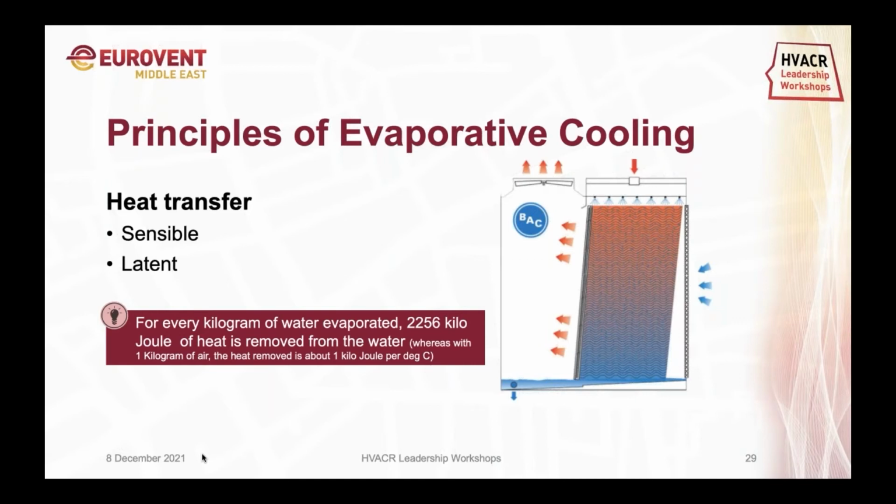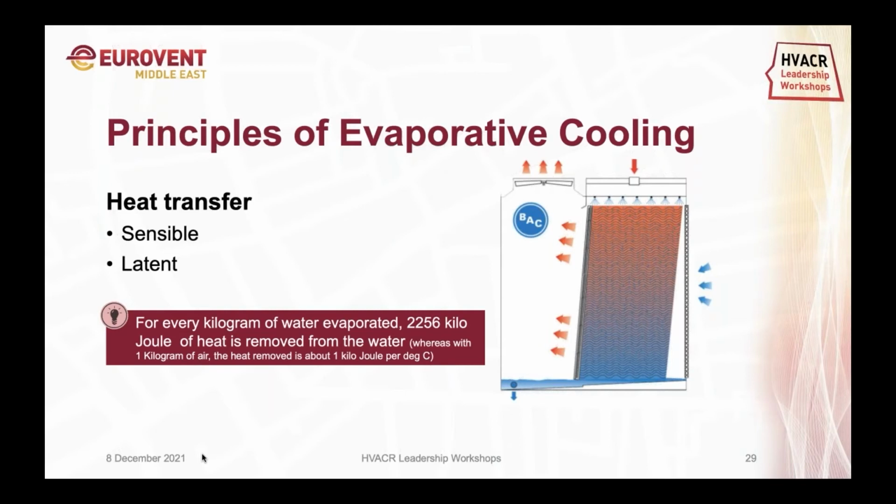Now, the other type of heat transfer is latent heat transfer, or what we also call the latent heat of vaporization, that means how much heat is required to convert 1 kilogram of water to vapor. And as per thermodynamics, everyone knows that approximately 2300 kilojoules of heat is required to convert 1 kilogram of water into vapor.